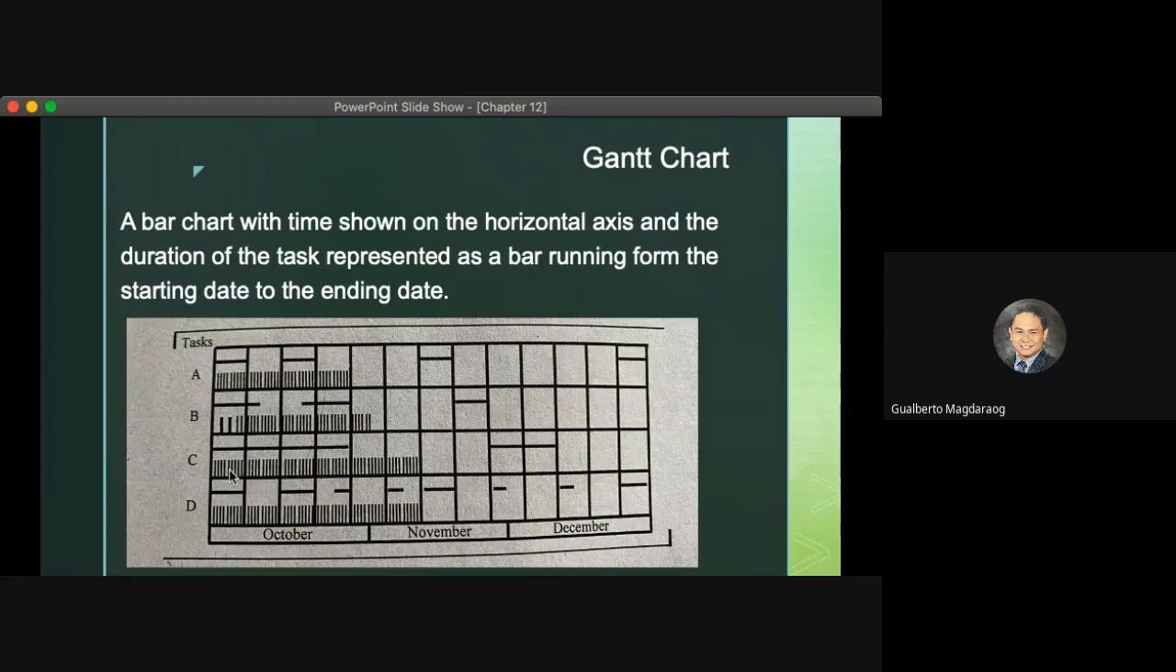Okay, task C is assigned for 1, 2, 3, 4, 5, 6 weeks. Therefore, the shaded part is 6 weeks. Task D is given 1, 2, half of this, that's 3, 4, half of this, 5, and then whole of this, that's 6 weeks. So a total of 6 weeks. So this broken vertical line represents a delay of the project. And therefore, there's an increase of required numbers of days to finish it.